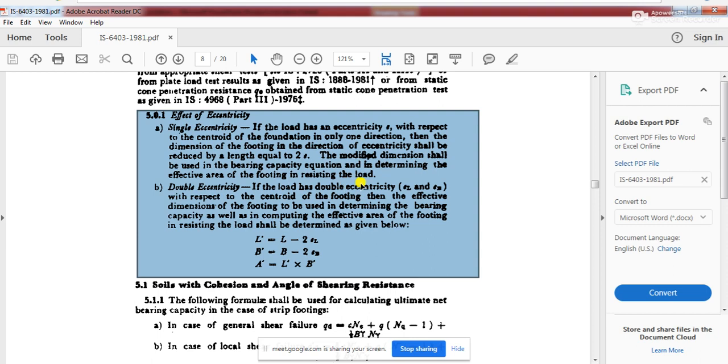We have discussed it. And when there is a case of double eccentricity, we have also understood this. When there is a double eccentricity, in the length direction it is EL and in the breadth direction it is EB, then L dash will become L minus twice EL, and B dash equal to B minus twice EB, and the effective area needs to be considered as L dash into B dash.